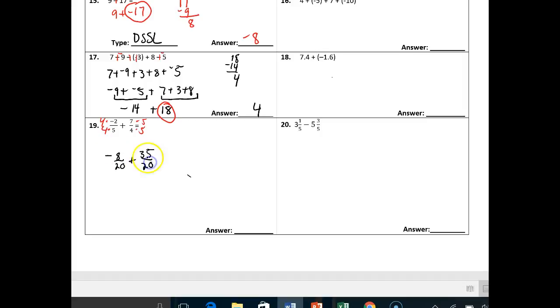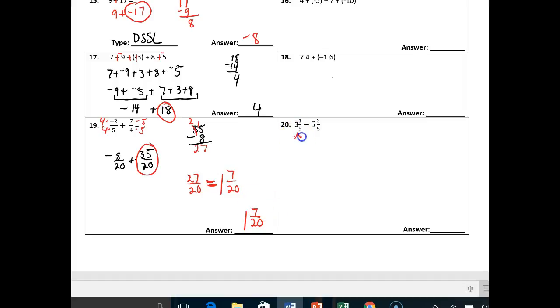And this is a DSSL, different signs, so 35 minus 8. We'll borrow here. 15 minus 8 is 7, 27. I had more positives, so it should be 27 over 20. That's an improper fraction, so that equals what? 20 goes in 27 one time, with 7 left over. 1 and 7/20. This is an equal sign, not negative, so 1 and 7/20 is your answer.